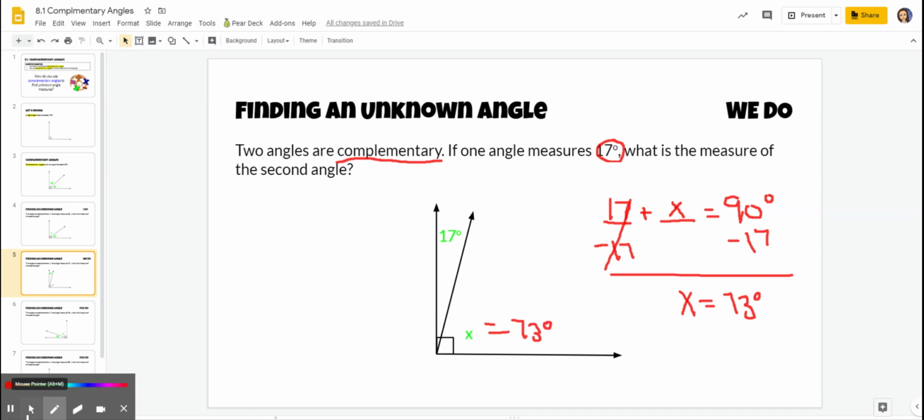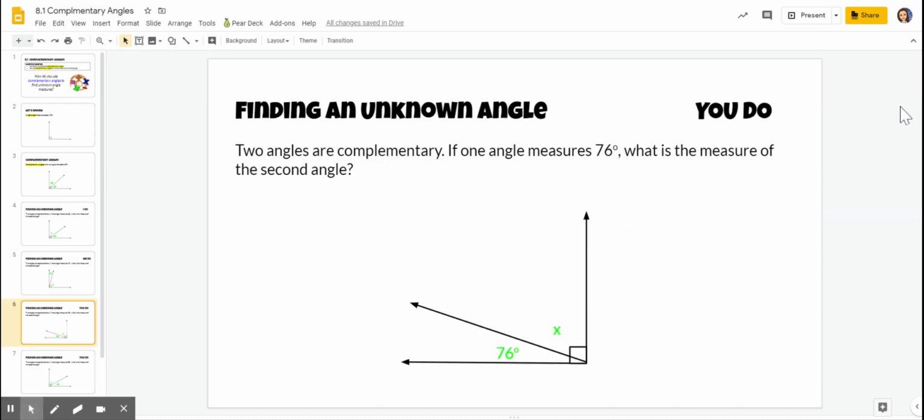Okay, let's try another one. So check this one out. Same thing, two angles are complementary, right? We know that means they add up to be 90 degrees. If one angle measures 76 degrees, what is the measure of the second angle? And actually, I'm going to cross these out because this should be the angle that's 76 degrees. It's a little error on my part, and this should be x. Go ahead and write an equation to represent this problem.